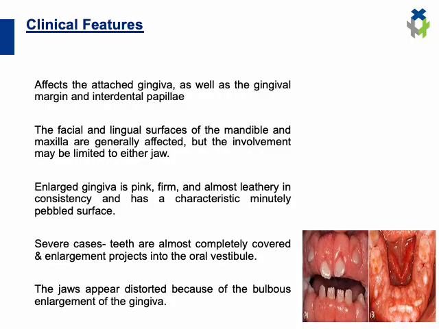In severe cases, the teeth are almost completely covered and the enlargement projects into the oral vestibule. The jaw appears distorted because of the bulbous enlargement of the gingiva.